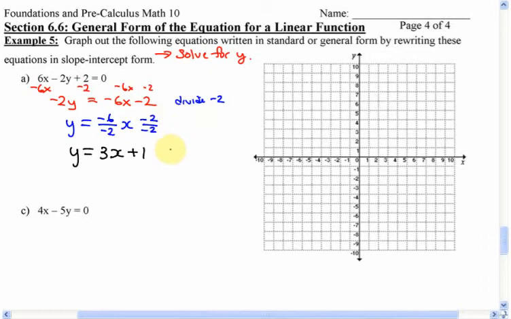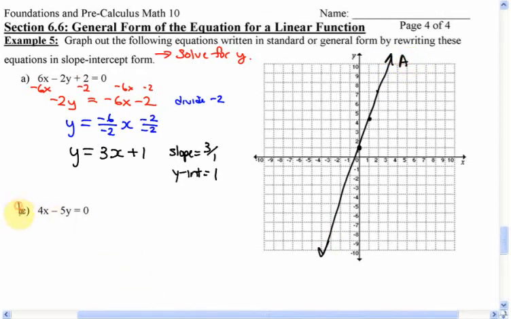Remember, let's identify the slope, which is just 3 over 1, and the y-intercept, which is 1. So start at 1. Slope of 3 over 1 means go 1 to the right. That's the run of 1. Go up 3. Connect the dots. You can do it one more time if you wish. Here's your line. There's A.